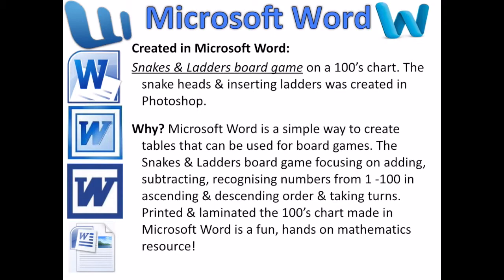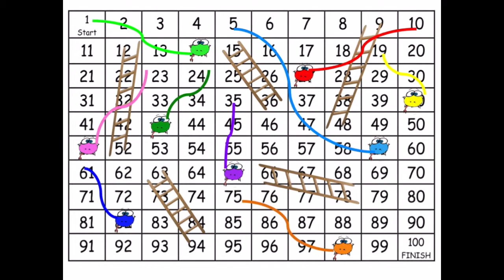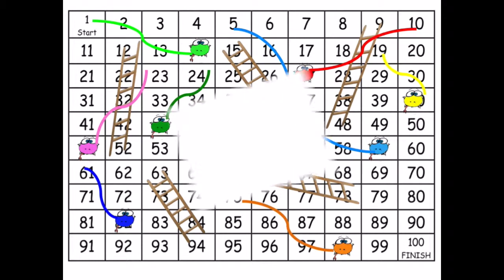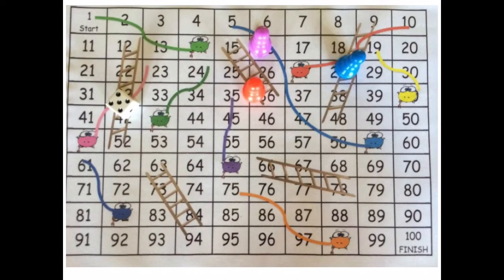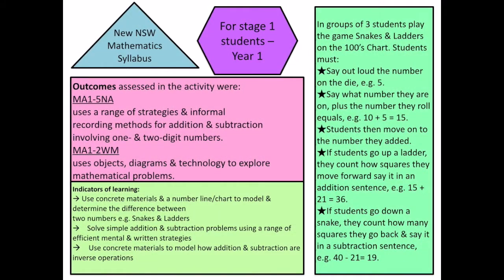The Snakes and Ladders board game focuses on adding, subtracting, recognizing numbers from 1 to 100 in ascending and descending order, and taking turns. Printed and laminated, the hundreds chart made in Microsoft Word is a fun, hands-on maths resource, and it'll last for ages. Snakes and Ladders meets the new maths syllabus for New South Wales for Stage 1, Year 1, looking at addition and subtraction of 1 and 2 digit numbers and how they are inverse operations.